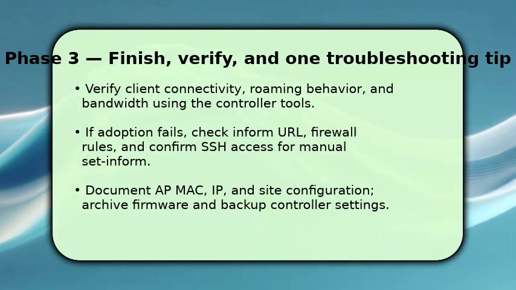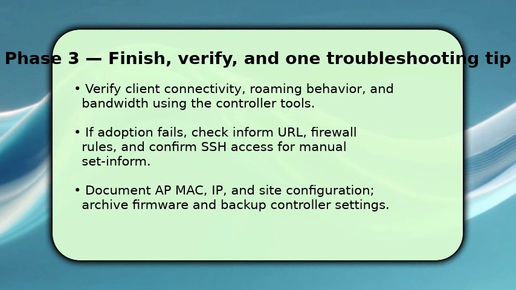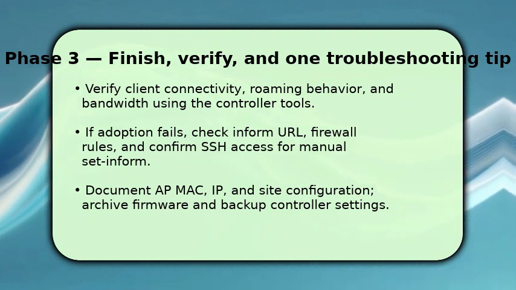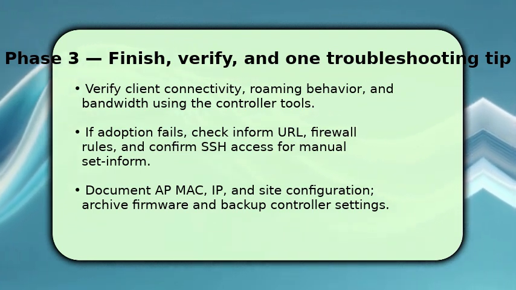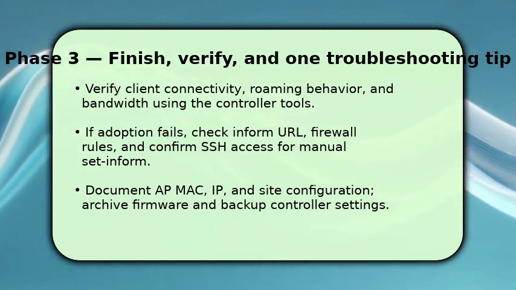If something goes wrong, a key fix is manual set inform via SSH. Point the AP to the controller's Inform URL, then retry adoption.